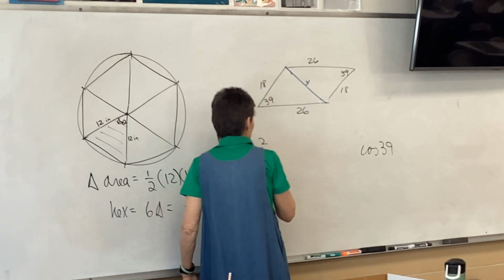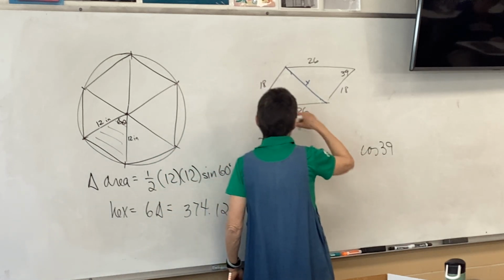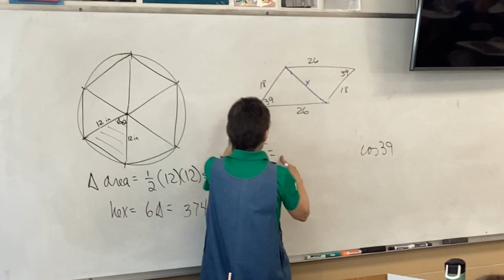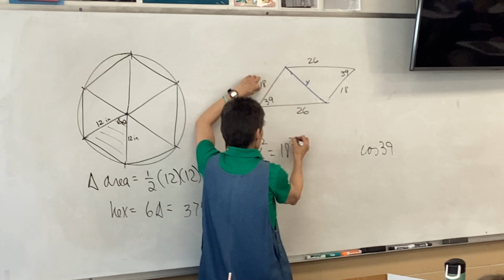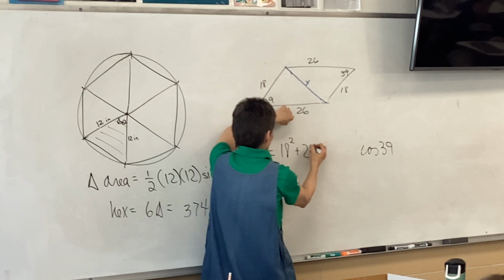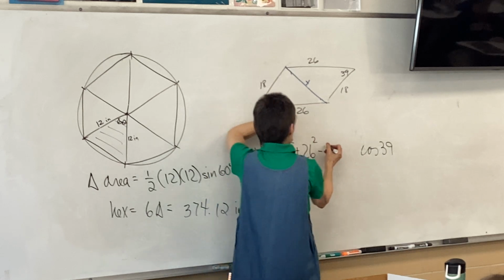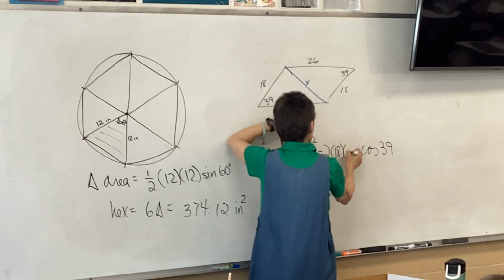Law of cosines has x squared and cosine 39. Now, in the middle is going to go 18 squared plus 26 squared minus 2 times 18 times 26.